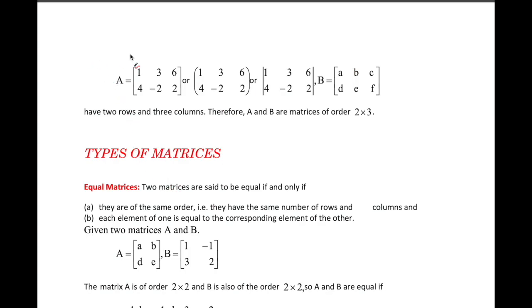Like I said, any rectangular array enclosed within either brackets or parentheses or a pair of double bars is called a matrix. So here you can see two examples. A and B are two matrices. How many rows do they have? 2 rows and 3 columns. So A is a matrix of order 2 by 3, or dimension 2 by 3, and another matrix B is again of order 2 by 3, or dimension 2 by 3.